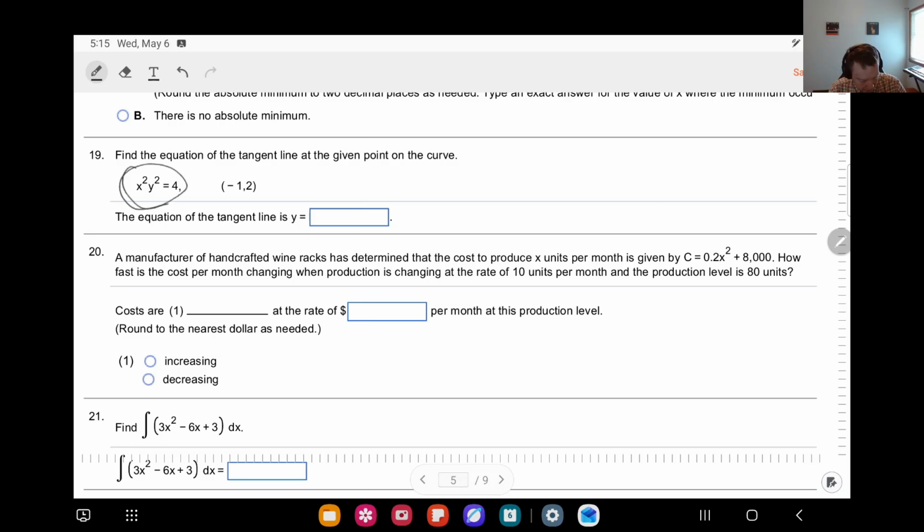All right, so here's the curve, x squared y squared equals 4. And we are looking at the point on that curve, -1, 2. To find a tangent line, the equation of a line, we need two things. We need a point, which we have, and a slope.